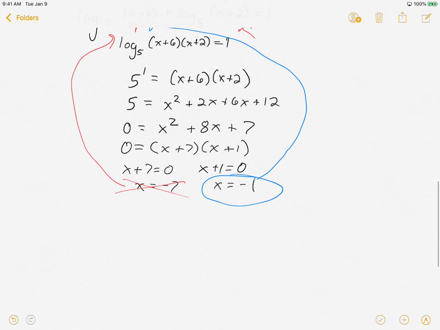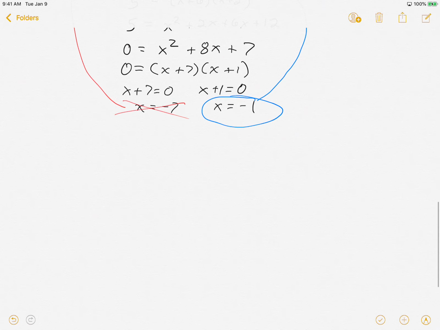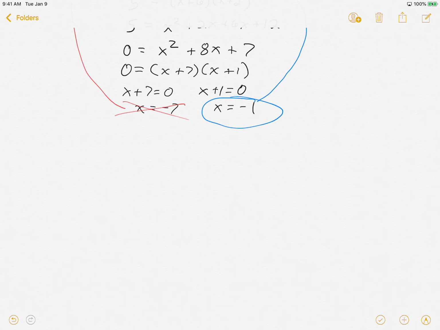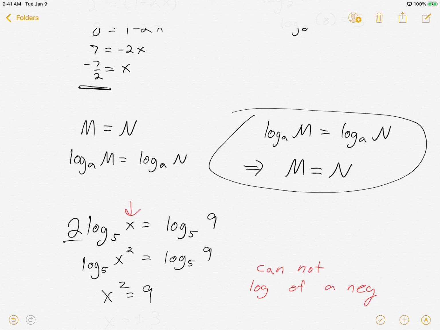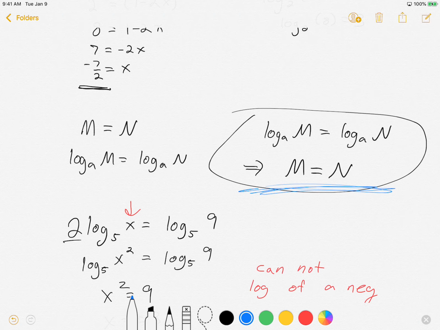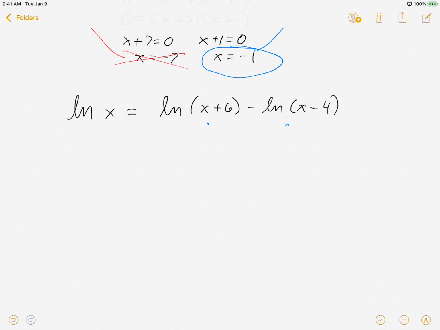Okay, I hope that makes sense. Let's do one more log example. Let's say I have the natural log of x equals the natural log of x plus 6 minus the natural log of x minus 4. Now, if I go back up and look at this rule right here, I cannot do this just yet because I have two different logs here. So I need to combine them into one log, and since there's a minus sign, I take the first one divided by the second one.